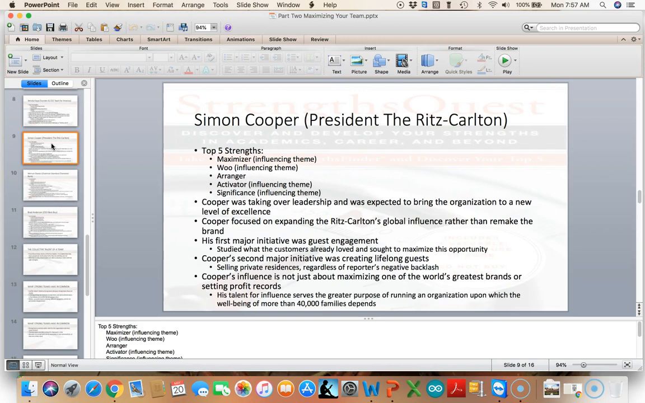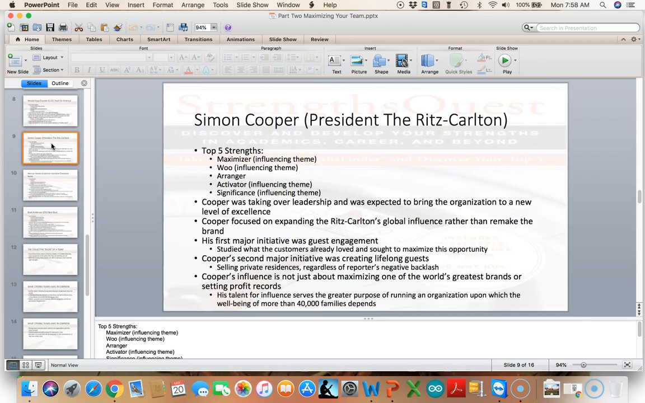Simon Cooper, president of the Ritz-Carlton, identified the top 5 strengths: maximizer, woo, arranger, activator, and significance. These are more influencing themes. Cooper was taking over the leadership and was expected to bring the organization to a new level of excellence. He was focused on expanding the Ritz-Carlton's global influence rather than remaking the brand.